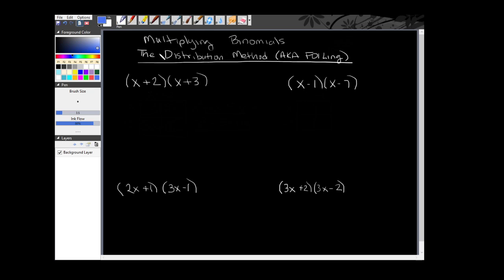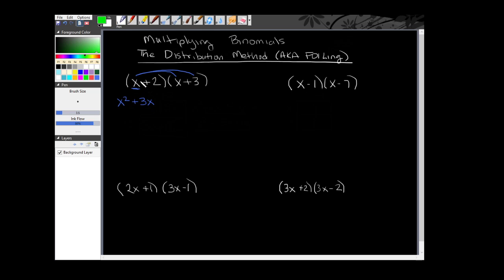So the way that you approach this method is you take each term within the first set of parentheses and you multiply them to each term within the second set of parentheses. So on this first example, I'm going to take this starting x value and I will multiply it to the x in the second parenthesis and to the 3. So x times x gives me x squared, and x times 3 gives me 3x.